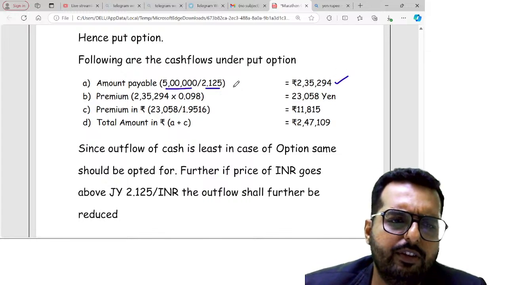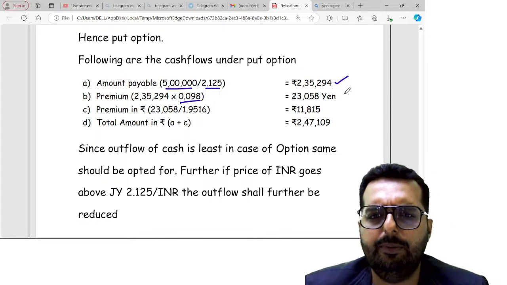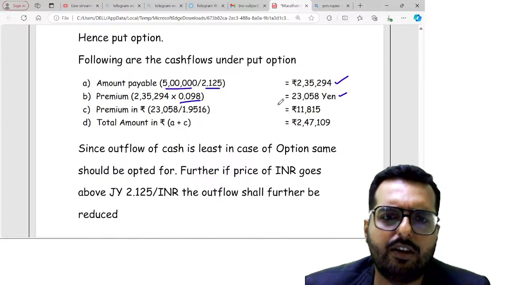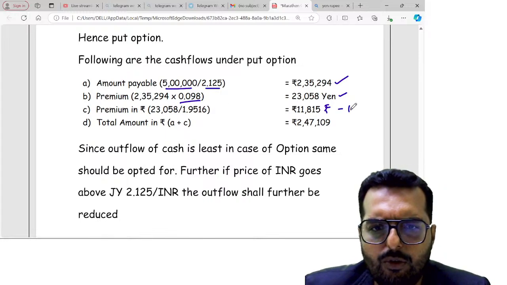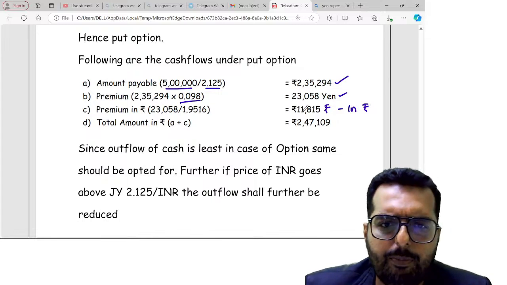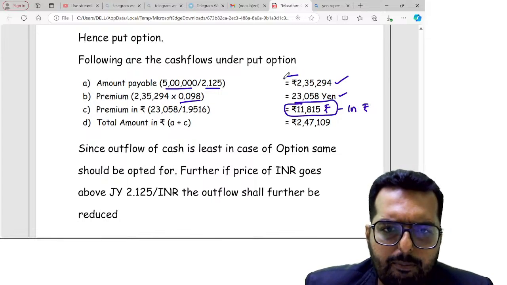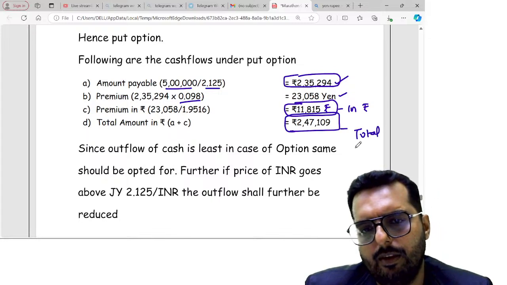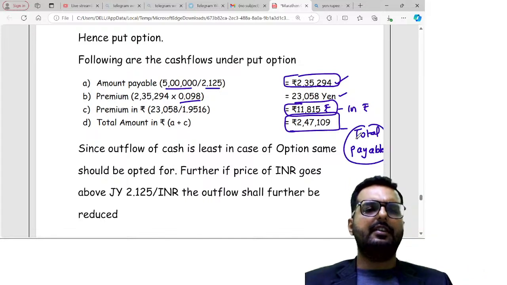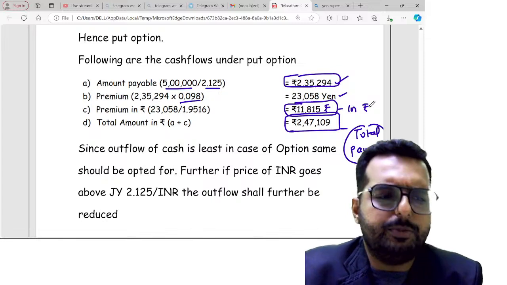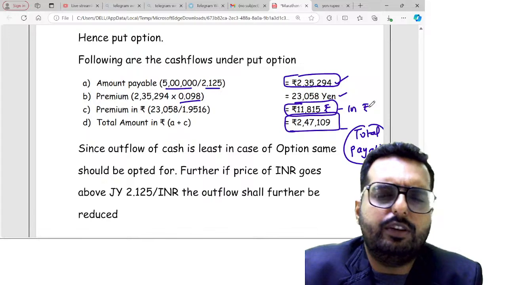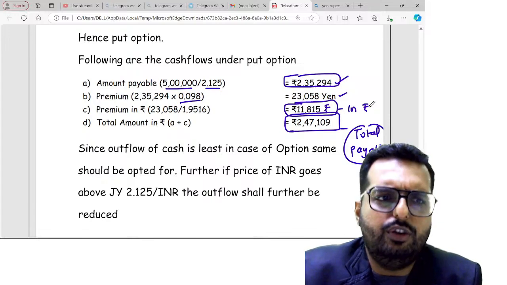2,35,000. On this, premium is going to be 0.098. So this will become the premium. Premium in rupees they'll convert. This will be the premium in rupee. So total amount payable will be this payable plus this payable. So this is the total amount payable. Fantastic. Since the outflow of cash is least in case of option, that should be opted for. That's it, friends. Can you write down this and finish it off? We are done with this question also.